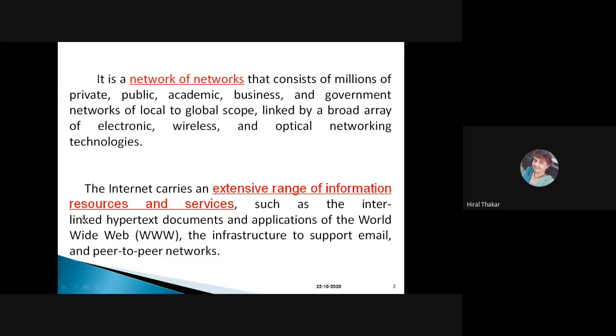Can anybody give any example of a resource, an online resource that we are using? You got my question? Okay, I will repeat it. It carries an extensive amount of information, resources and services. Information means only information that we know. What resources are we getting from the internet? Can anybody answer?